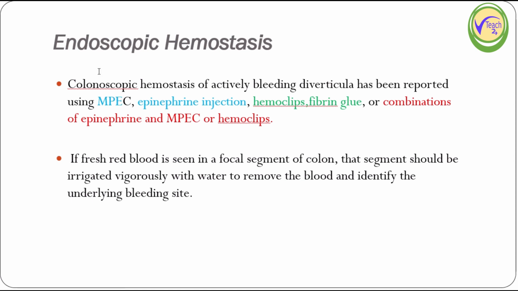While performing colonoscopy for hemostasis, we use epinephrine injection, hemoclip, fibrin glue, or a combination of epinephrine with monopolar electrocautery. Monopolar electrocautery is argon plasma coagulation, or touch techniques in which the hot polypectomy snare may be used. If fresh blood is seen in a focal segment of the colon, this segment should be irrigated vigorously with water to remove the blood and identify the underlying bleeding site.